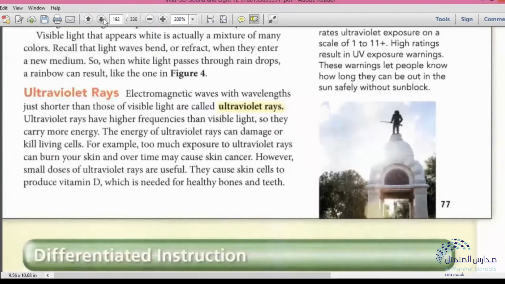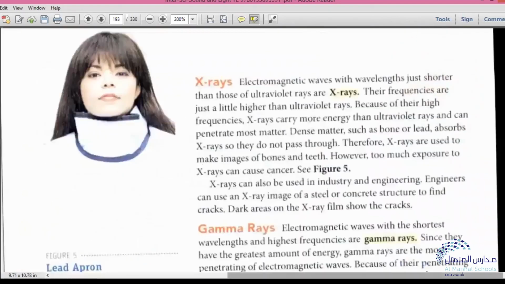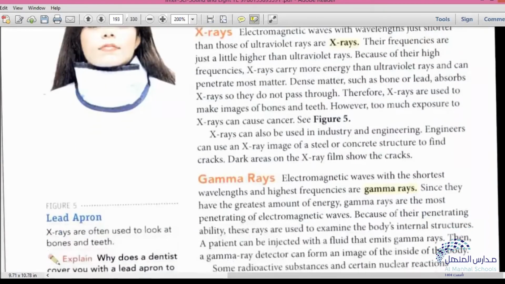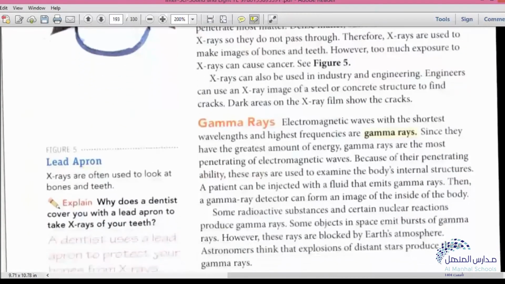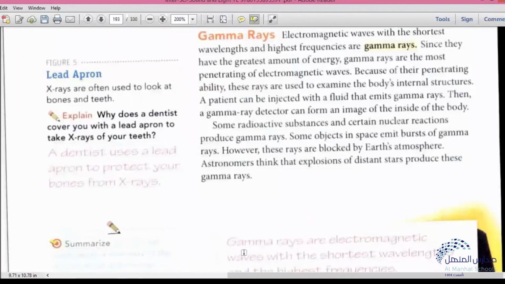Moving to page 78. Let's speak about X-rays. X-rays and gamma rays are used to picture the internal organs. Why does a dentist cover you with a lead apron to take an X-ray of your teeth? A dentist uses a lead apron to protect your body from X-rays.